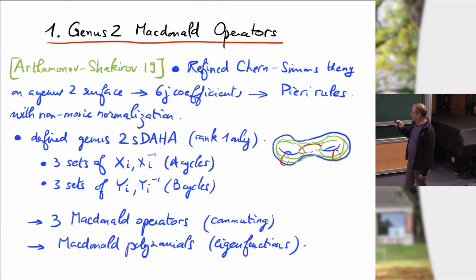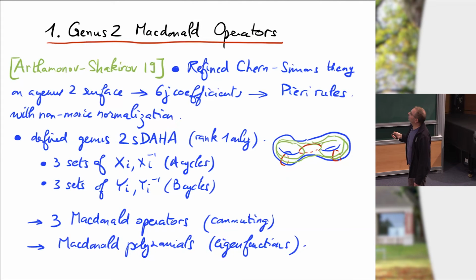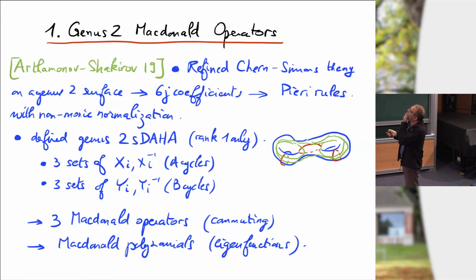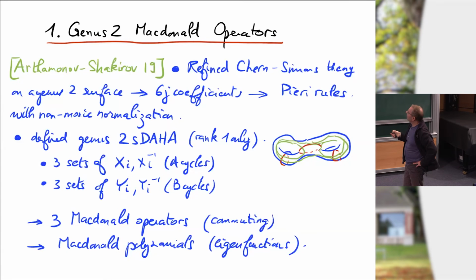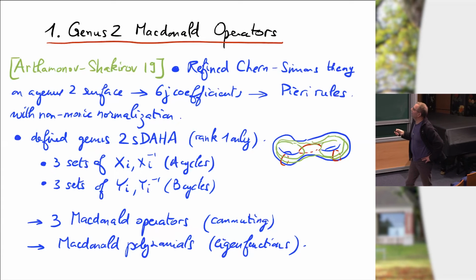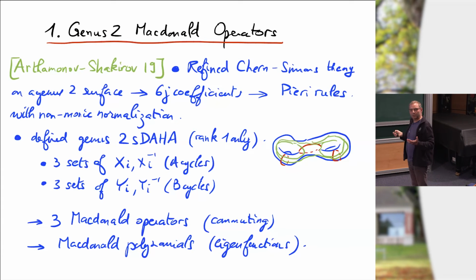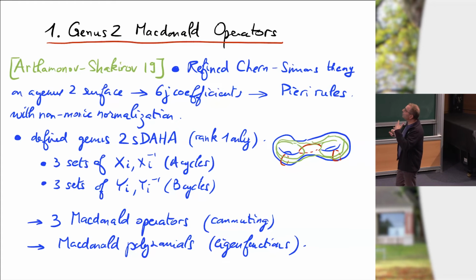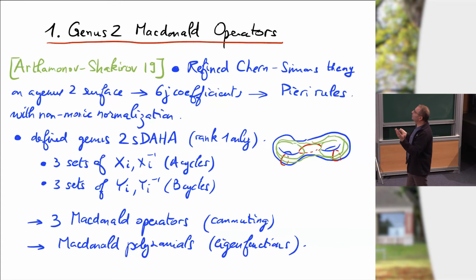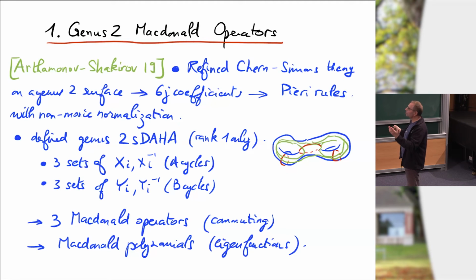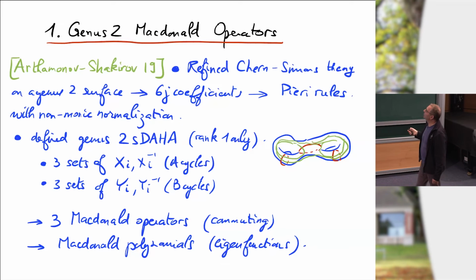So genus 2. This is a long story, so I'll try to make it short. Arthamonov and Shakirov in 2019 introduced a Macdonald theory for genus 2. They came from very far away, that is from refined Chern-Simons theory on a genus 2 surface, which led them naturally to compute 6j symbols. And these 6j symbols they used to define Pieri rules. The compatibility between these Pieri rules finally led them to introduction of a family of polynomials, which they called genus 2 Macdonald polynomials.